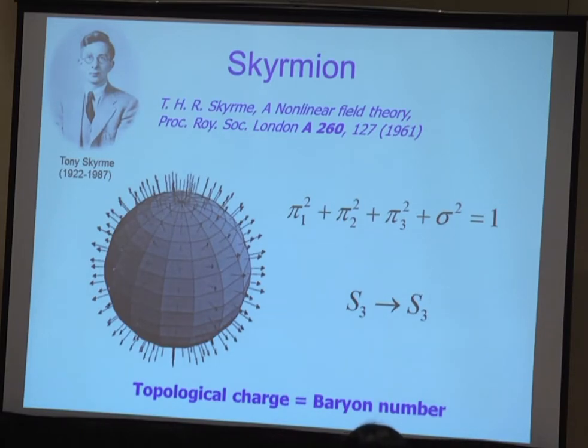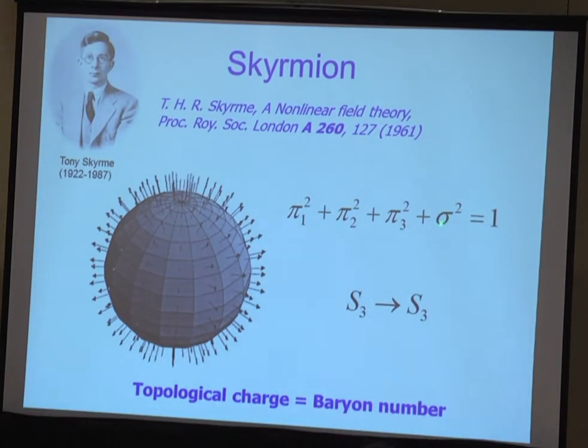Skyrmions were invented by Tony Skyrme, working on the Manhattan project. Basically he didn't believe that Skyrmions are real fundamental fields of nature, so he tried to construct them out of bosons. He constructed them out of pi mesons. He took three pi mesons and added a fourth one, the sigma field, and required that the sum of the squares is 1. And this sigma field is basically the vacuum.